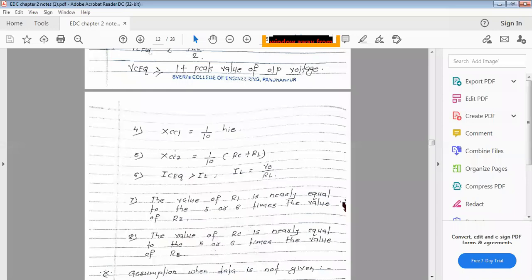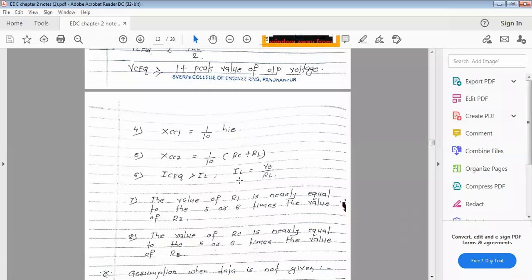Okay. Next, see, ICEQ. ICEQ itself is nothing but our ICE. Why is it Q suffix? Because it is a Q point. It is the y coordinate of the Q point. So you can use ICE or you can use ICEQ. Sometimes in the exam, they may mention ICE or ICEQ or ICQ only. That is also okay. So it is always greater than the load current.